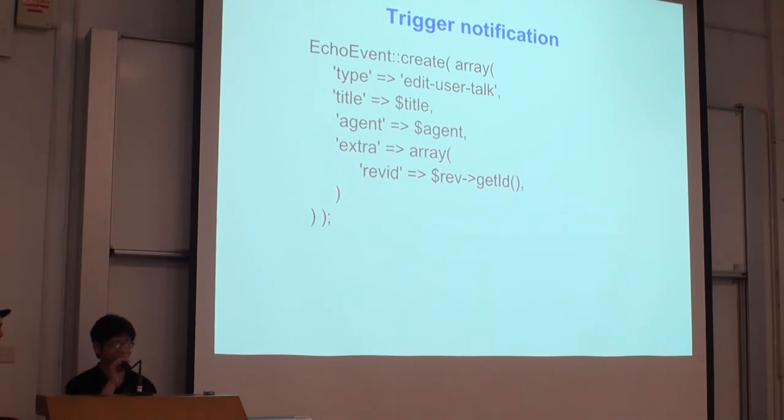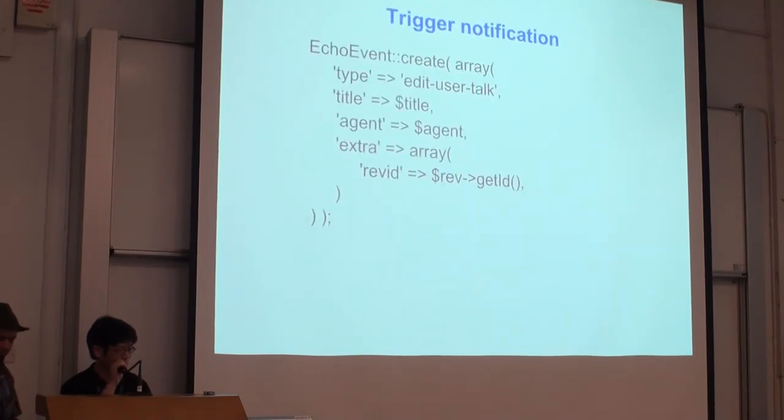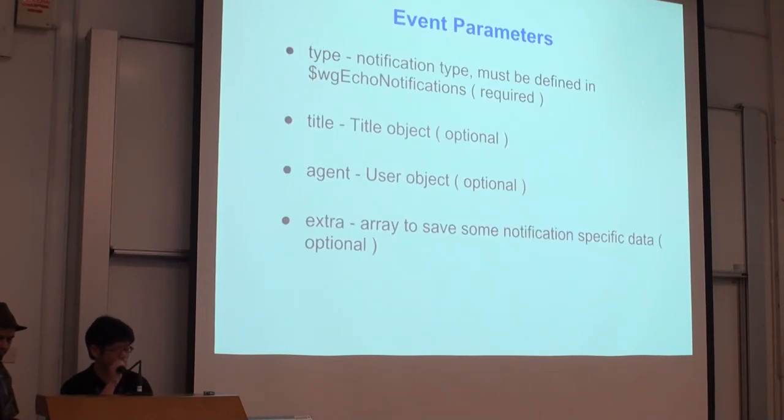Creating a notification is pretty simple. All you need to do is assign the values to the different properties and then pass that to the Echo event create method, and the notification will be created. I will explain the details of the different properties in this slide. The type is the notification type. It must be defined in the Echo notifications. Otherwise, the system will think it's an invalid notification.